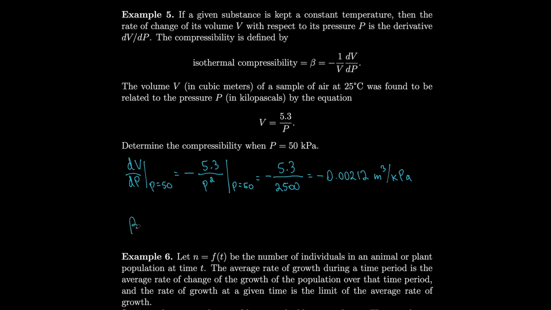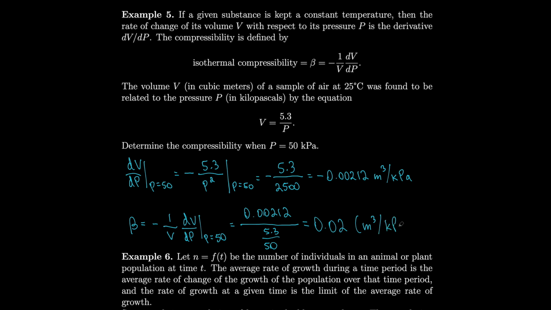Then we want beta, our compressibility. So that's minus 1 over the volume times dV/dP at 50. So we're doing all this at 50. So we plug in what we just got, the minus 0.00212. The negative cancels with the negative in front of the 1 over V. So we just have dividing by 5.3 over 50. So that equals 0.02 cubic meters per kilopascal. But then we took a derivative, so it's per cubic meter.